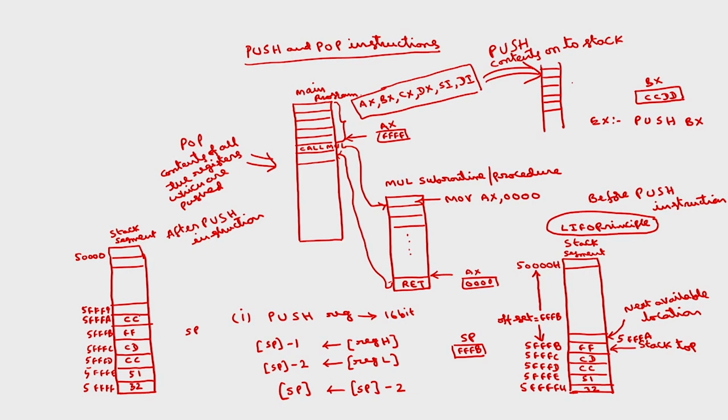Then the lower order contents, which is DD, will be transferred to SP minus 2. What is the contents of SP before the execution of this instruction? FFFB. SP minus 2 becomes, if I subtract 1 it will be A, if I subtract 2 it will be 9. So here this DD will be transferred. Now the next available location is this. Now what will be the contents of the stack pointer? We know that the stack pointer always holds the offset from the starting of the segment to the stack top. Now this becomes the stack top.